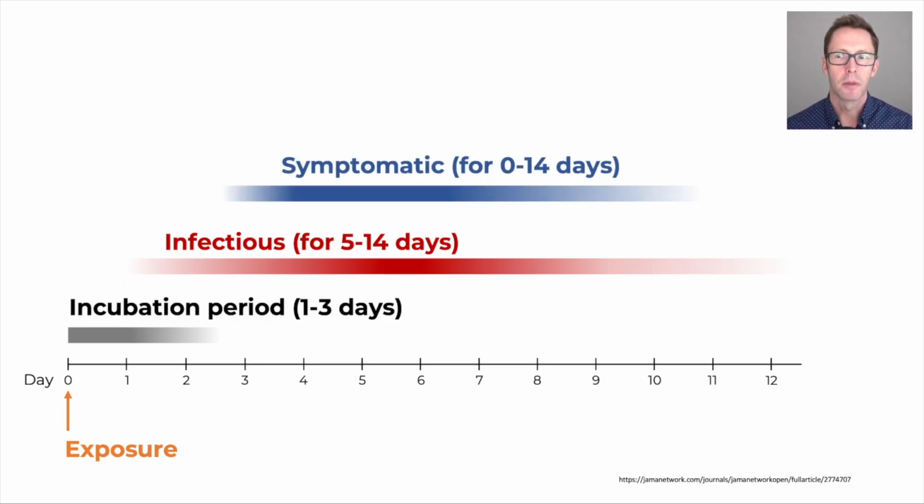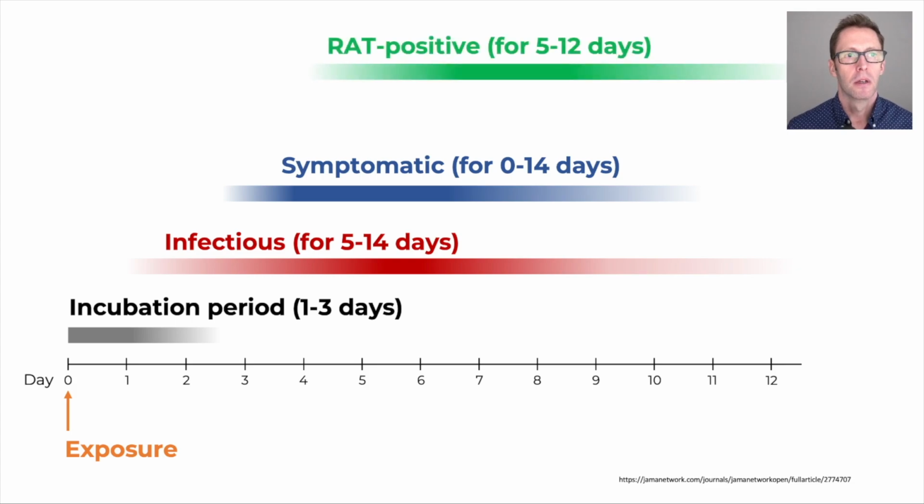They typically become symptomatic after they're infectious, and they're symptomatic for as little as 0 days, because as we've said, there are a significant proportion of people who never develop symptoms. But if they do develop symptoms, they can last for typically up to around 14 days. And people are rat positive typically for about 5 to 12 days.